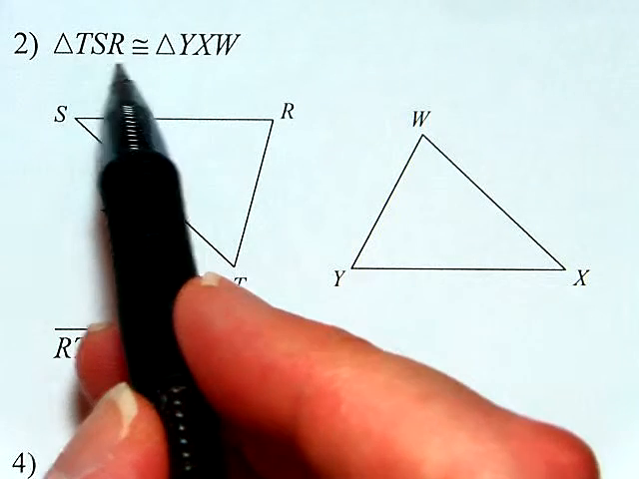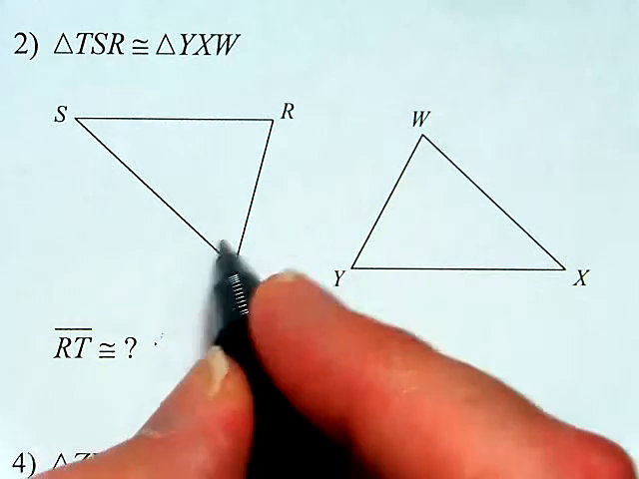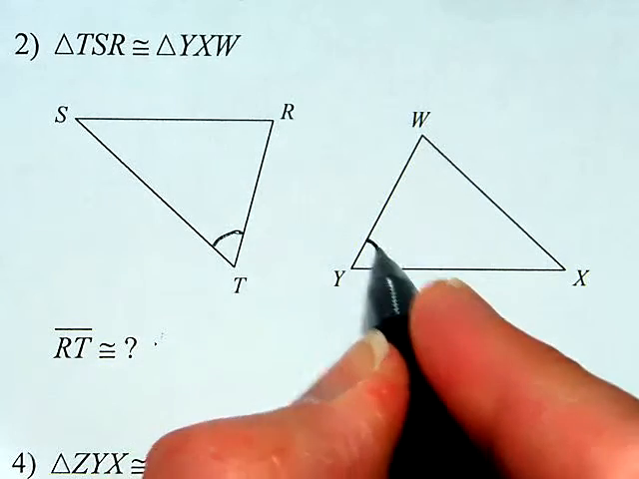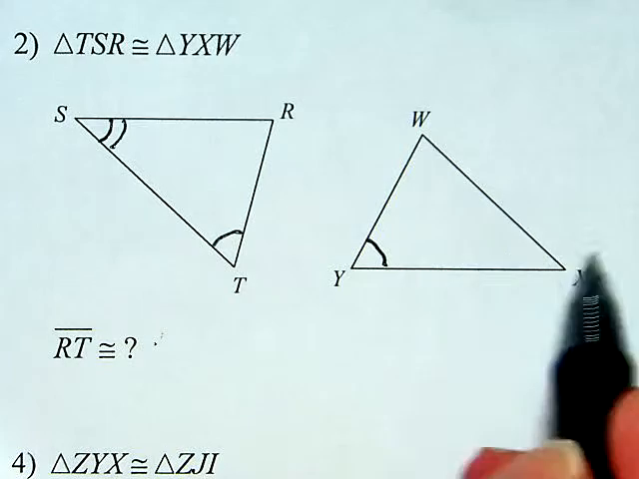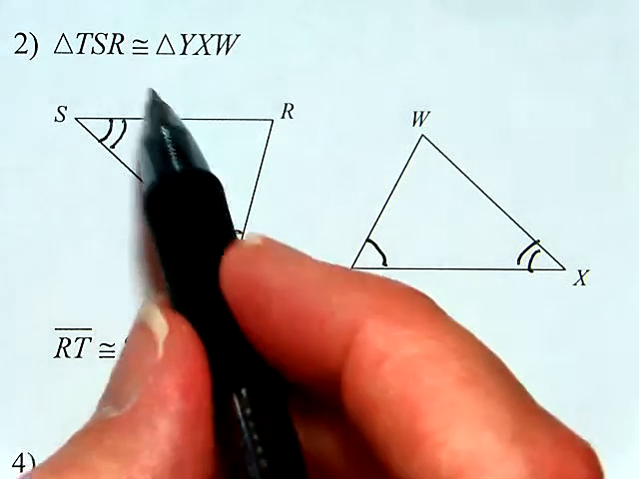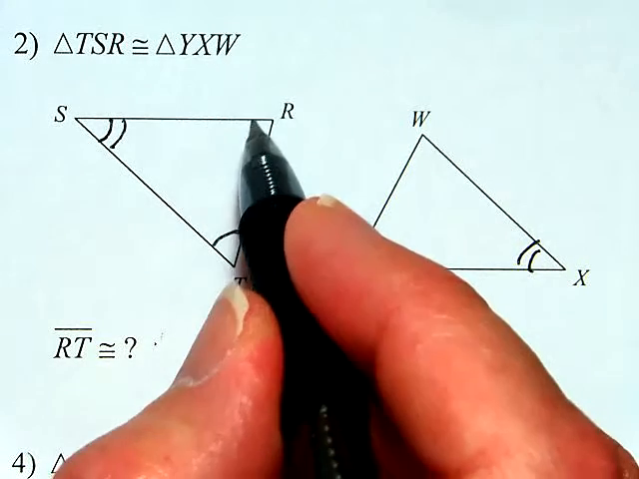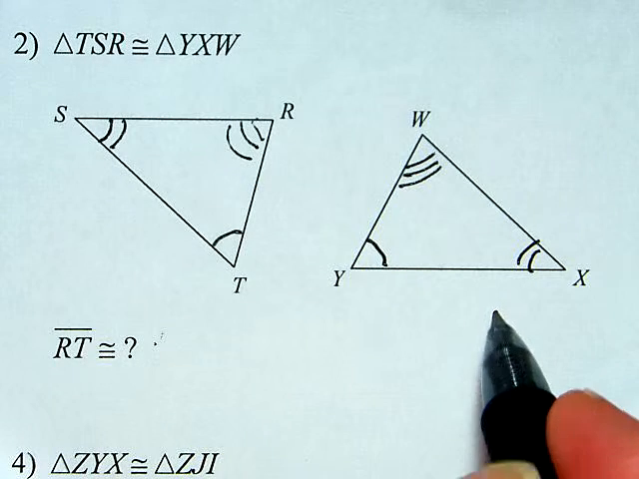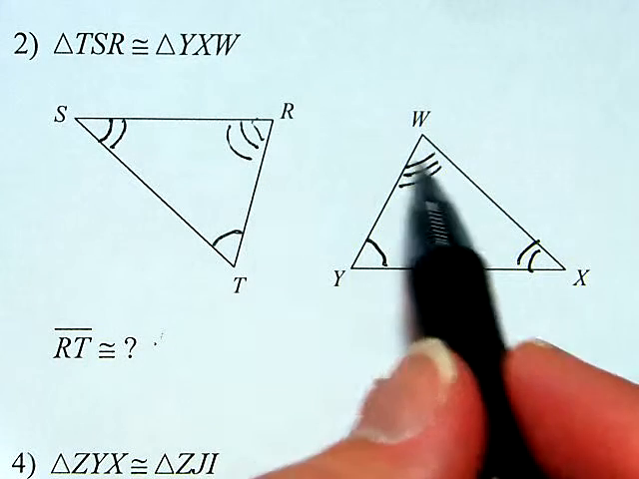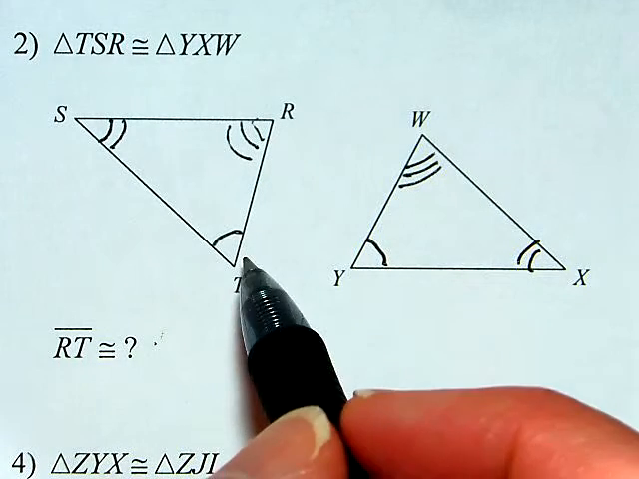So angles T and Y would be congruent, angles S and X would be congruent, and angles R and W would be congruent. So I've just decided to make them each share the same markings.